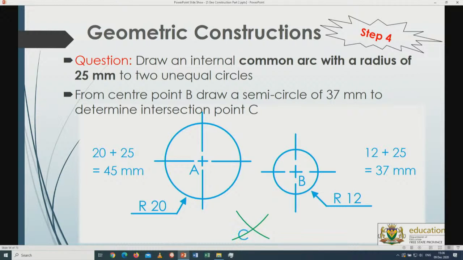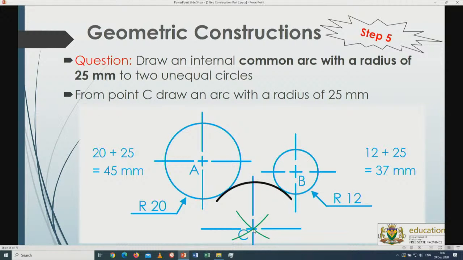There's my intersection point. Now remember, I have to go back to a radius of 25, because it's asking for a radius of 25. Reset your compass on 25. Put the needle point at C, the intersection point, and at that point I will then draw the arc that will tangentially, very closely, intersect with circle A as well as with circle B. Alright, and those are the steps.